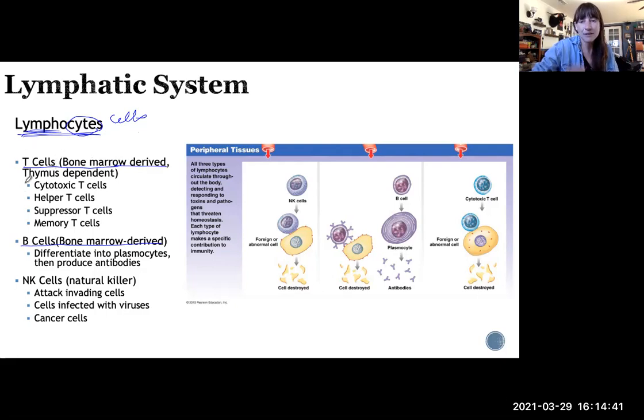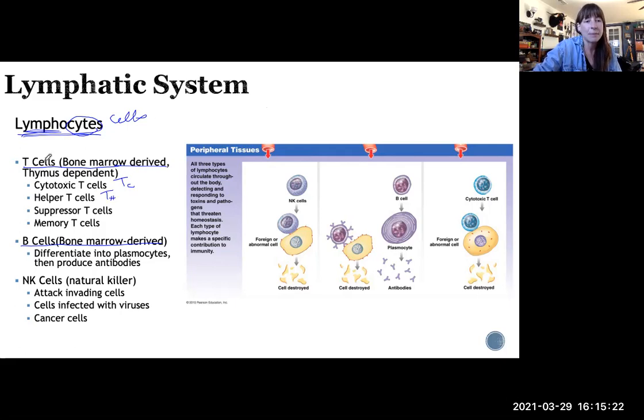The T cells go from the bone marrow after they reach a certain stage, and then they get moved to the thymus, where they complete their maturation. Okay, they can become several different specific types of T cells. They can become cytotoxic T cells, otherwise known as TC cells. They can become helper T cells, which are little TH cells, suppressor T cells, and memory T cells, which I don't believe we have shorthand for in this text.